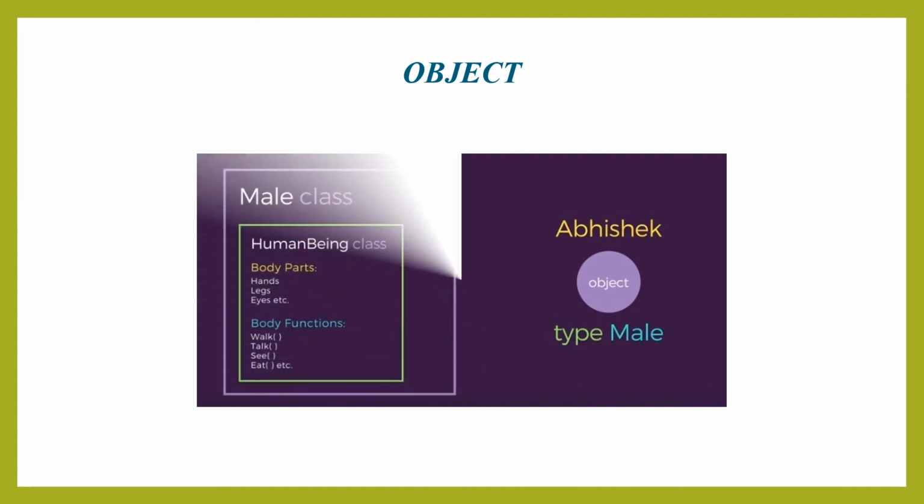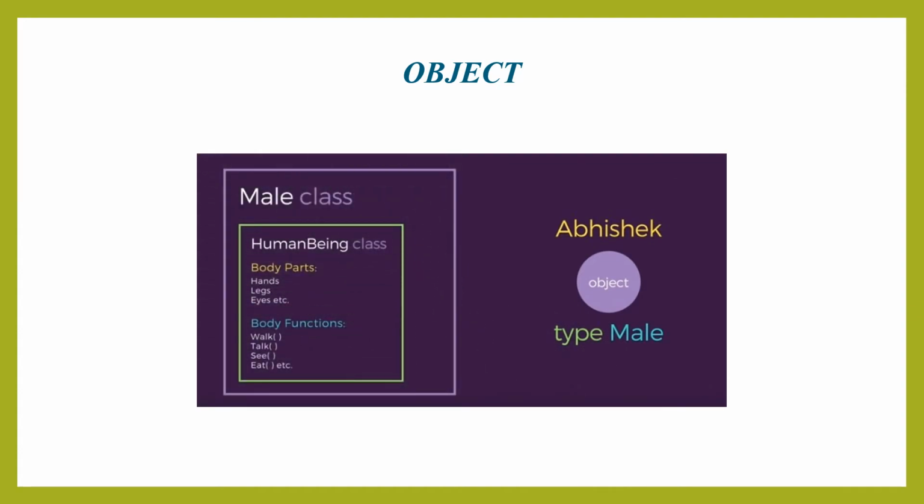Coming to the object, for accessing the class I have to create an object. Here I am calling a male class, so I am creating an object of type male, named Abhishek. So for the class I am creating an object, in order to access these functions or data sets.